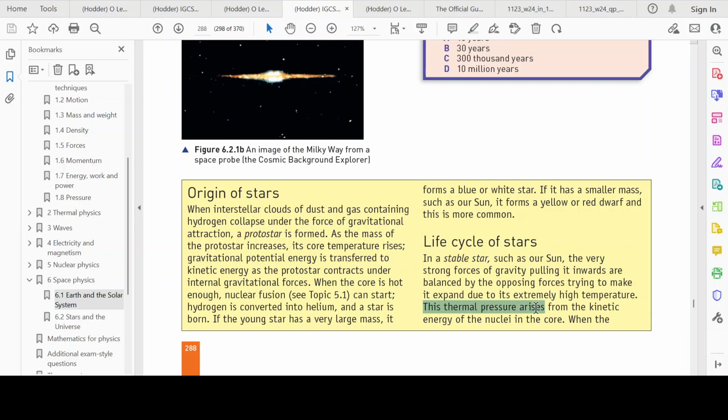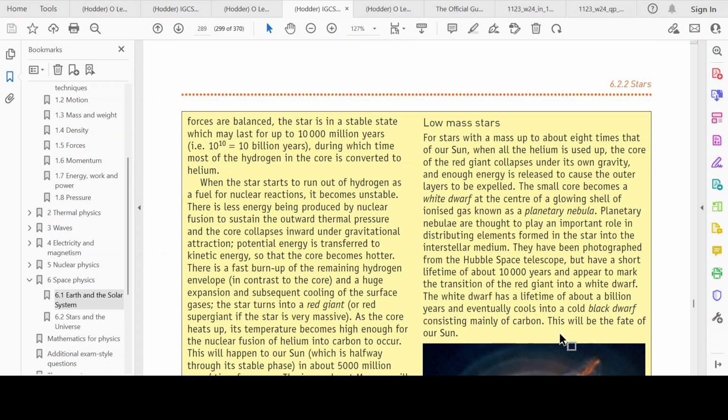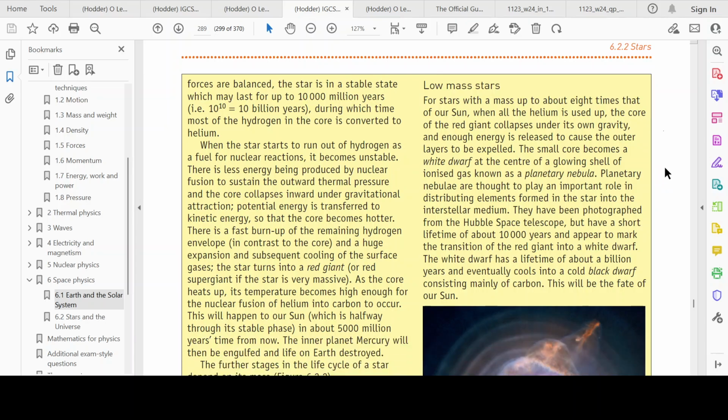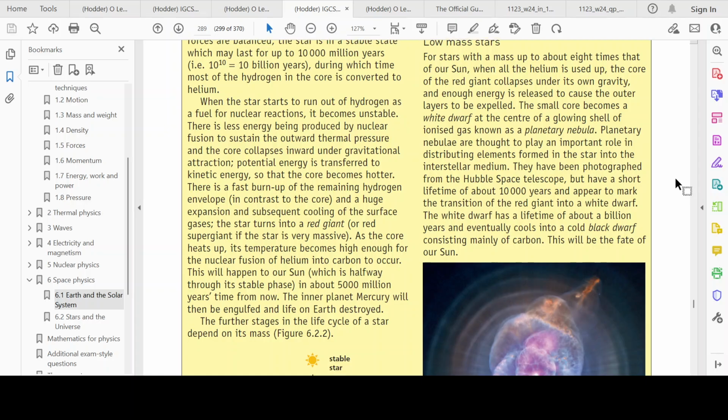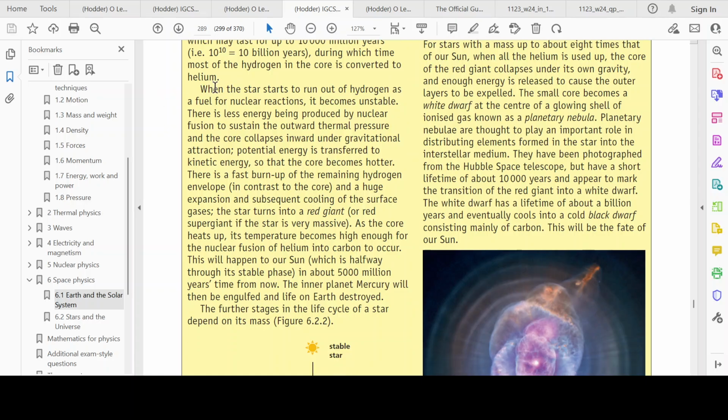So yes, the thermal pressure arises from the kinetic energy of the nuclei in the core. When the forces are balanced, the star is in a stable state, which may last for up to 10,000 million years, which is basically 10 billion years. That's a nice long time, during which most of the hydrogen is converted into helium. When the star starts to run out of hydrogen as a fuel for nuclear reactions, that's the point where things start going south. It becomes unstable.